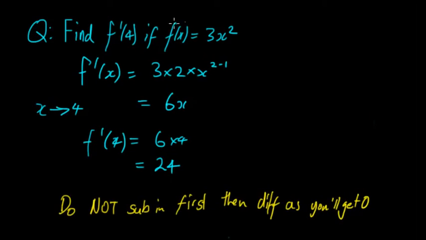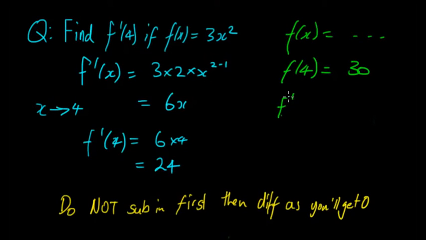So what I mean by this is you don't want to have f(x) equal to something, work out what f(4) is, so let's say that is equal to 30, and then differentiate 30, because if you differentiate 30, so if you have f(4) and then you differentiate, you're going to get 0 every time. So what this notation means is you differentiate and then you sub in 4 for the x. If you sub in 4 first and then you differentiate, you're always going to get 0, and that's because you're going to get a constant, which we'll just talk about in a second.